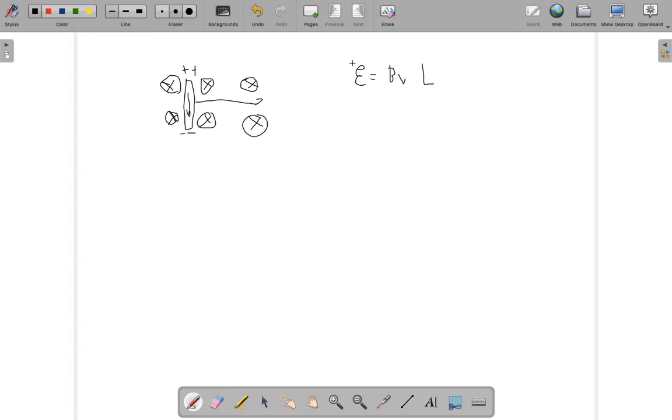That's the motional EMF. B is our magnetic field strength. v is the speed at which our electrons are moving or our conductor is moving. And L is how long the conductor is.